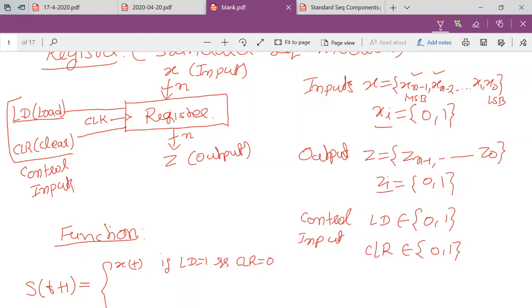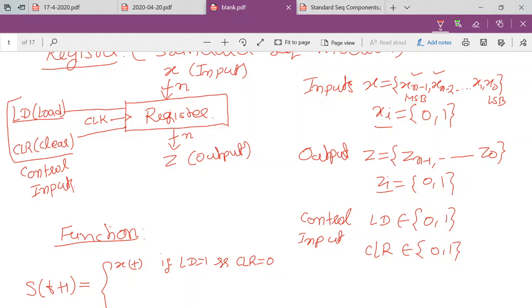I think you may have got the meaning of this control signal. One is the load and the second one is the clear. Clear is asynchronous. Clear means it will clear your register. That means whatever the input is, it will clear, so Z would be 0. Whatever the input you provide, if the clear becomes 1 instead of 0, Z would become 0. That means the output will be cleared. And load, as the name suggests, the input will be loaded, that means the input will be available at the output.